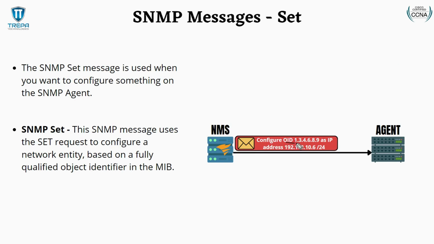So as you can see here, it's pretty much saying for this OID, whatever it is, we're assuming it's an interface, you want to set information on that OID, okay? So pretty simple SNMP set message.